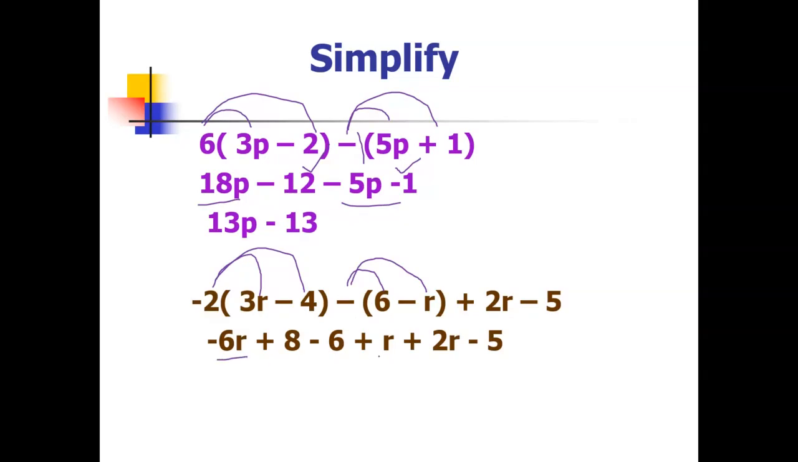Here I'm going to combine all my r's together. It doesn't matter in which order you combine. So if I combine r and 2r first, which will give me 3r, negative 6r plus 3r should give me negative 3r. I can combine the numbers in whichever order I want. 8 minus 6 is 2. 2 and negative 5 will give me negative 3. The final answer will be negative 3r minus 3. If needed, please go and repeat the video on simplifying expressions.